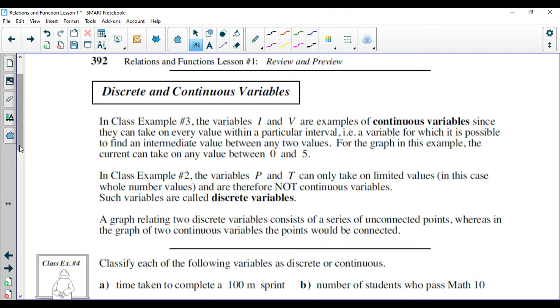So it says, i.e., a variable for which it is possible to find an intermediate value between two values. Okay, so that's a key thing. Do intermediate values make sense? If they do, we call that variable a continuous variable.